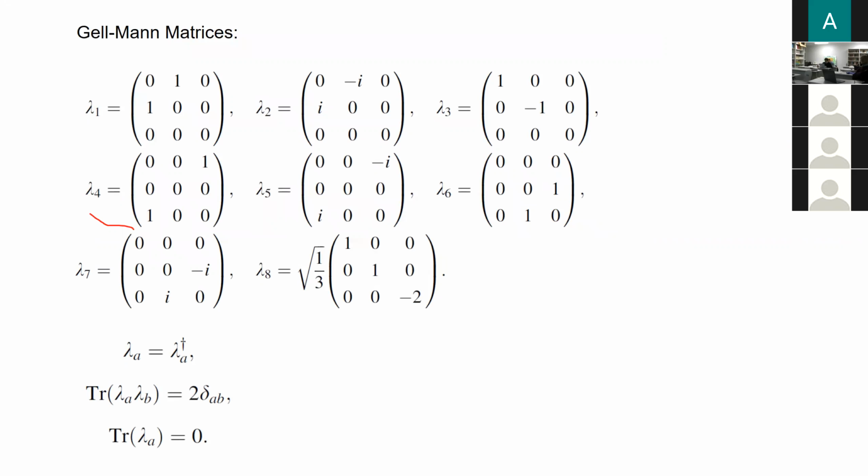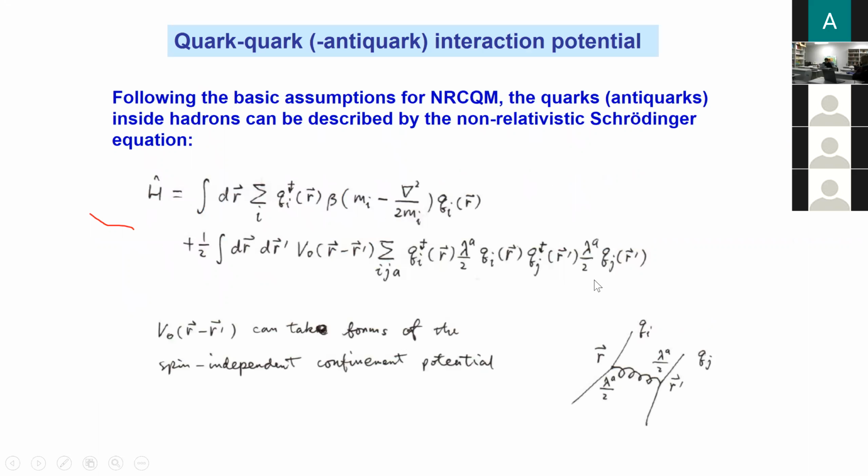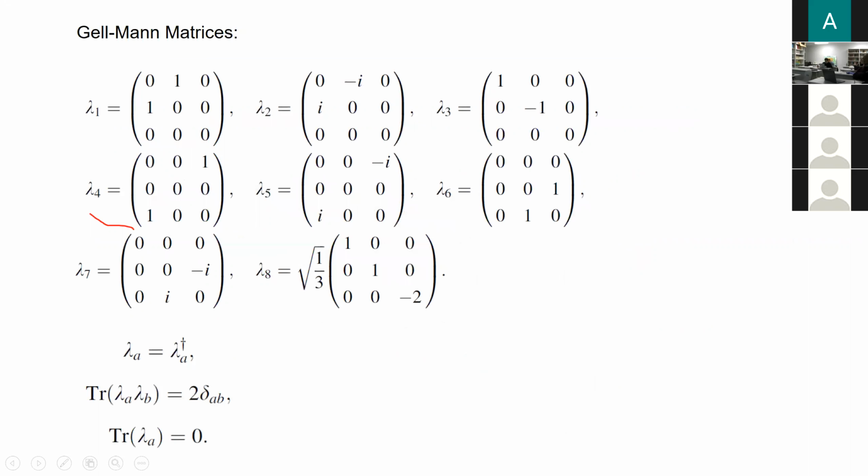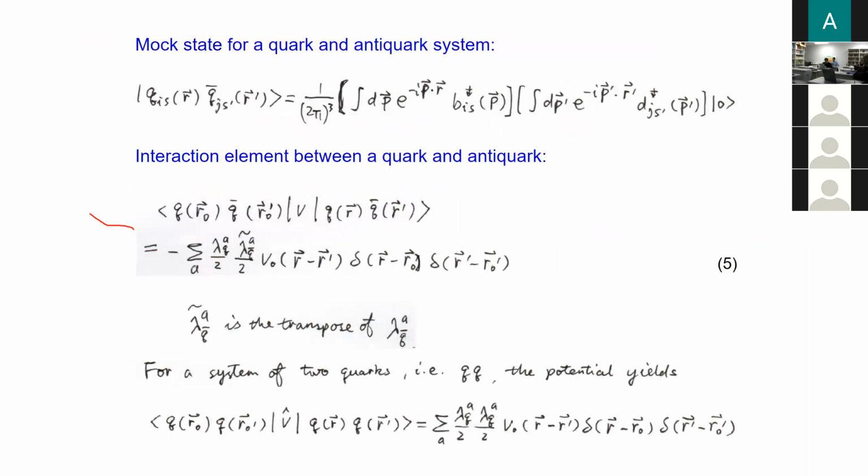So for the potential itself, of course, I also give the color indices, in which the lambda are the Gell-Mann matrices, which have this sort of form. Because of this, the potential has the feature of a one-gluon exchange potential. So empirically, the quark potential more or less implements the leading perturbative scenario, even though the consequence actually is non-perturbative.